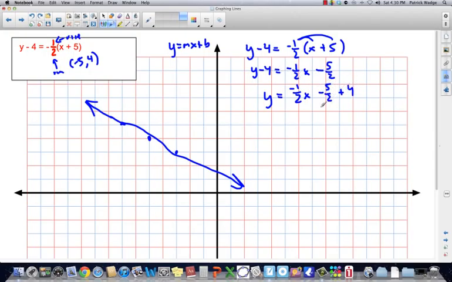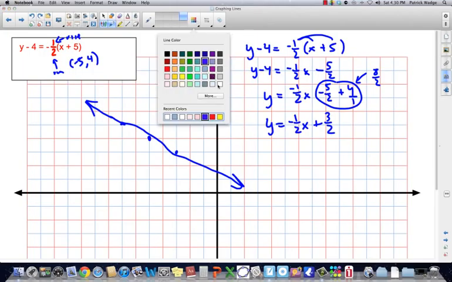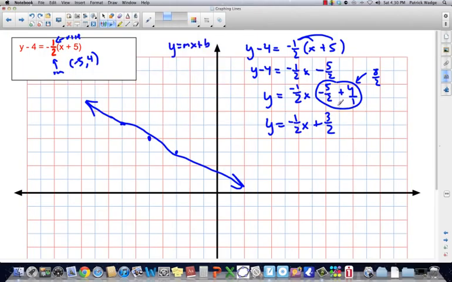Negative 4 becomes plus 4. Then I could combine these two terms. So I get y equals negative 1/2 x. This is the same as 4/1. So I could change 4/1 to 8/2 to get common denominators. So negative 5/2 plus 8/2 is positive 3/2. Okay, let's see if it worked. It's not going to be totally accurate because my line's so pathetic. But the y-intercept is 3/2. That's the same as 1.5. 1.5. Yep.